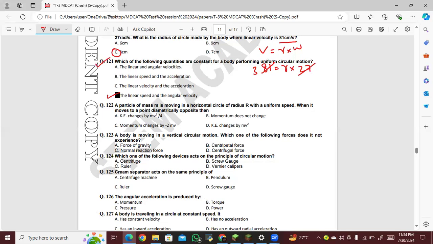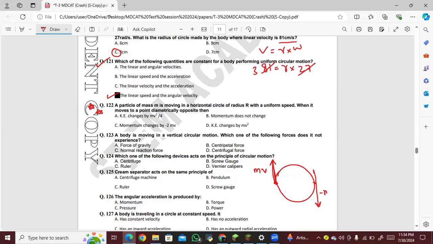122. A particle of mass m is moving in a horizontal circle of radius r with uniform speed. When it moves to a point diametrically opposite, what changes? This is a very good question. A body is rotating in a circular path. For example, the body is at this point, then its velocity is along the tangent, its momentum is mv, right? When it is exactly at the diametrically opposite point, then its momentum will be in the opposite direction.